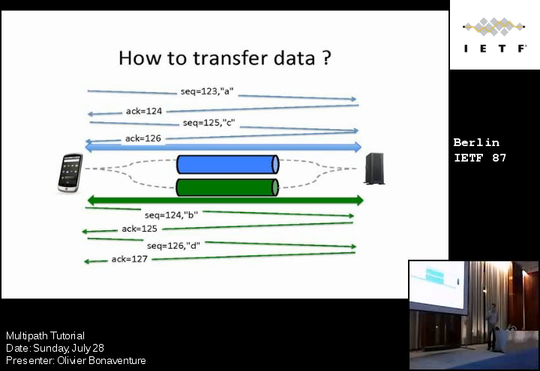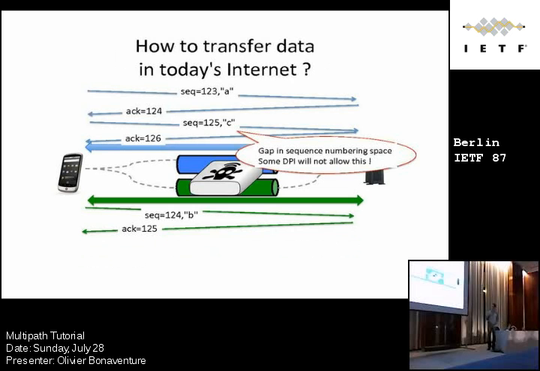If I do that in today's internet, it's unlikely that this would work. Because middleboxes will not be very happy to see gaps in the sequence numbering space. And if you have a stateful firewall or a DPI, they will block the TCP connection until you have sent the byte which is missing here. But the byte which is missing here, you have sent it over the other subflow, so it will never come through.